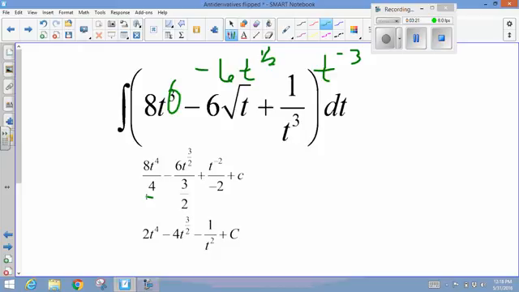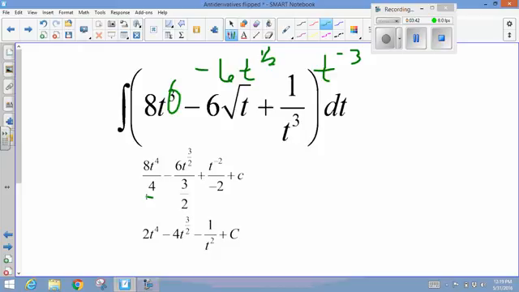And I have 6t to the 1/2. I add 1 to the 1/2. If I add 1 to 1/2, I get 3 halves. So I have 6t to the 3 halves over 3 halves. And then if I have t to the negative 3, if I add 1 to that, I would have t to the negative 2, and then that's going to be over negative 2, and then plus c.